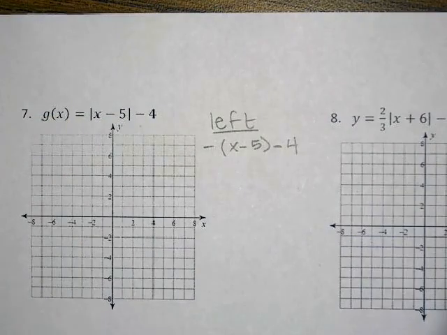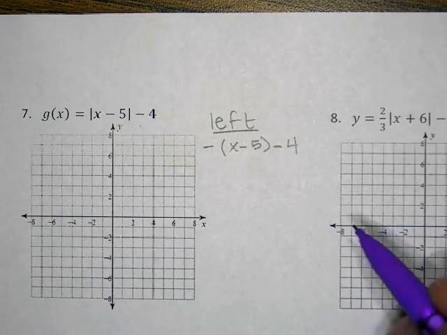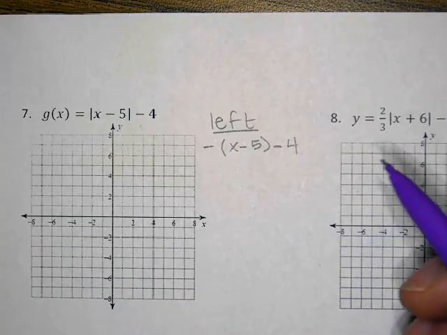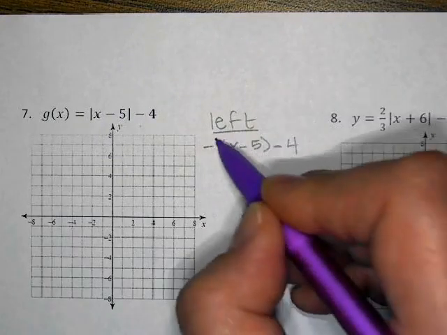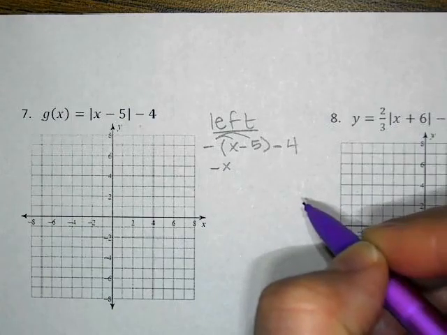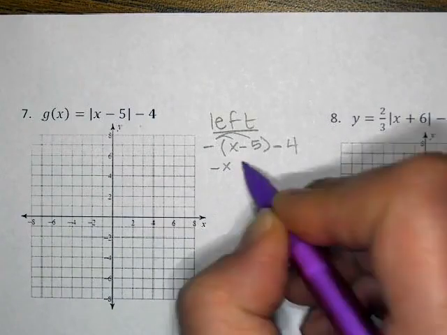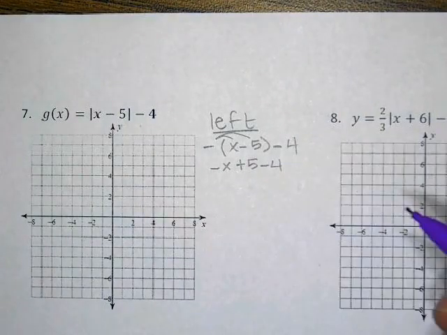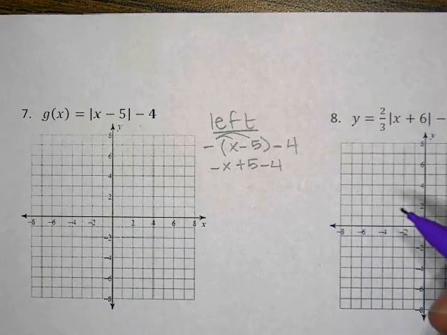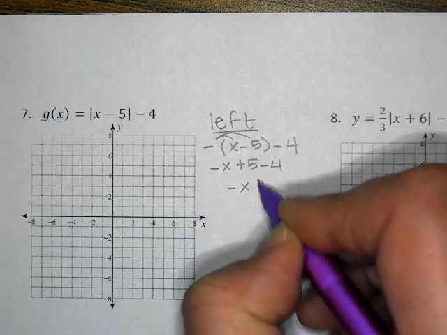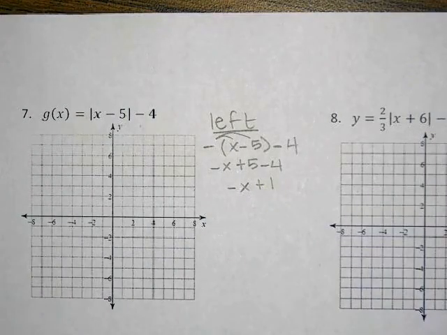And now we're going to get rid of the parentheses. So what should we do? Distribute. And what do we get? Plus 5 with a minus 4 on the end. And then what do we have? Negative x and a positive 1. So when we combine like terms, we had a positive 5 and a negative 4. And if you combine like terms, you get 1. And so the left side is done.